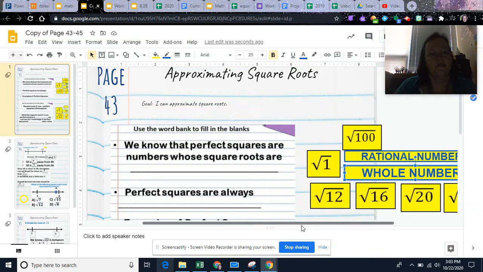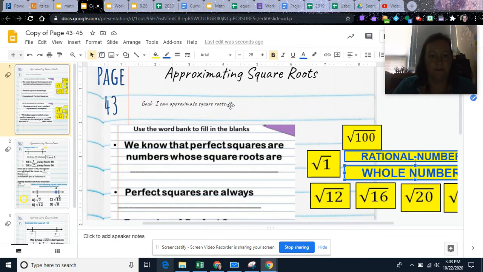Hi, I would like to go through the notes for pages 43 to 45. We are approximating square roots, so that is also the goal. I can approximate square roots. Approximate is just a big word for rounding, coming up with an estimation based on the number that they give you.